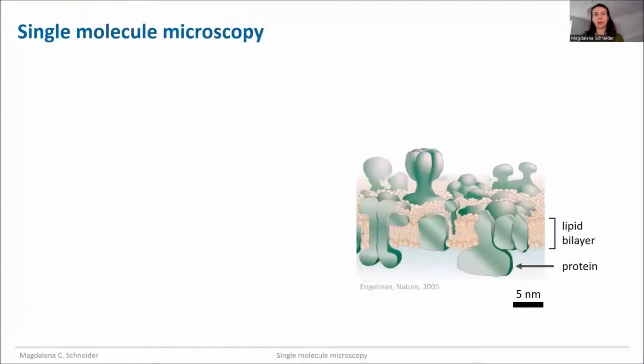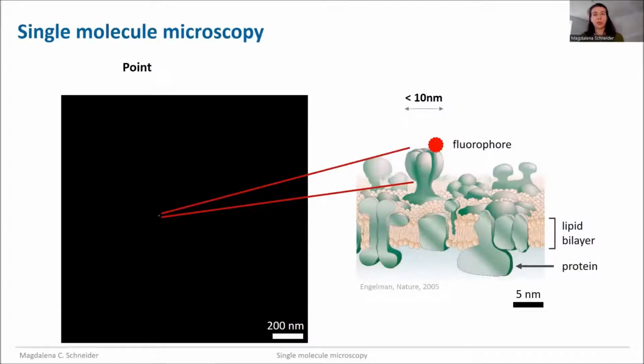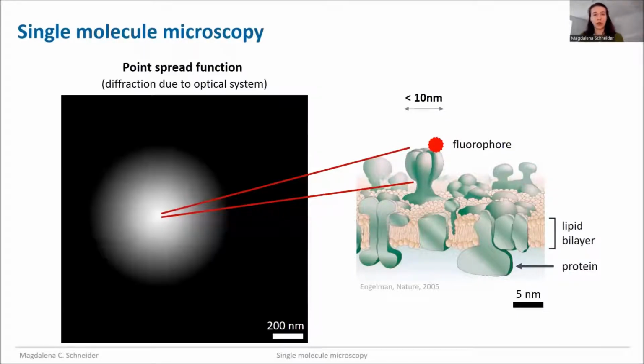If we have some proteins in the cell, then we can label them with fluorophores and observe them with fluorescence microscopy. The proteins are typically quite small, so in the image they actually should be visible as a small point only. However, we have diffraction, and thus we have a point spread function with a width of around 250 nanometers. However, if we only have one fluorophore, then we can determine the center of the point spread function, and for this we have quite small localization errors.